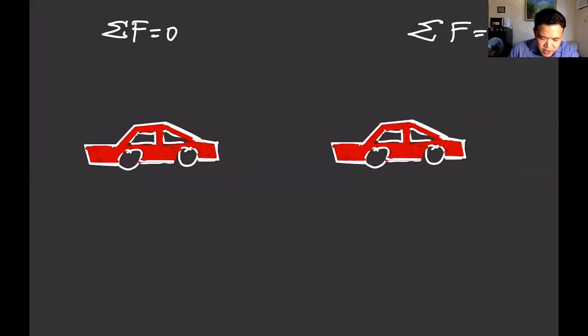Now let's define this summation of F. If the net force is 0, either the object is at rest or moving at constant velocity, no acceleration. There can be a lot of forces, but they will just cancel out. Let's say the car is at rest. So what are the forces here?